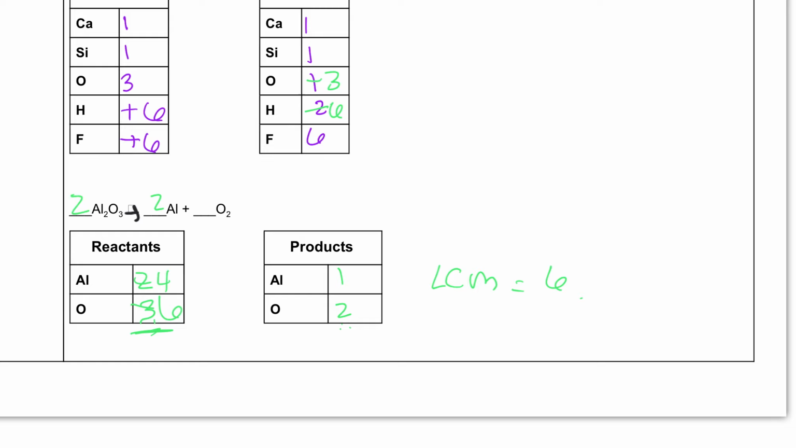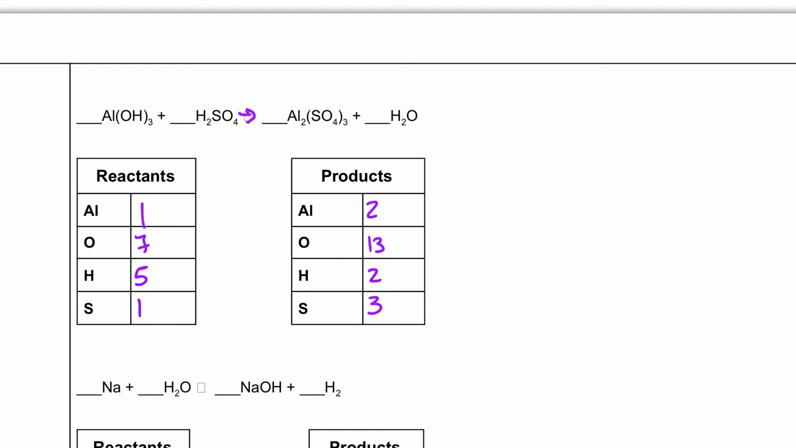How do I get 6 from 2? I multiply by 3. But then I now need to change that number because my aluminums have now changed to 4. So I need to put a 4 in front of the aluminum on my product side, and now it is balanced.